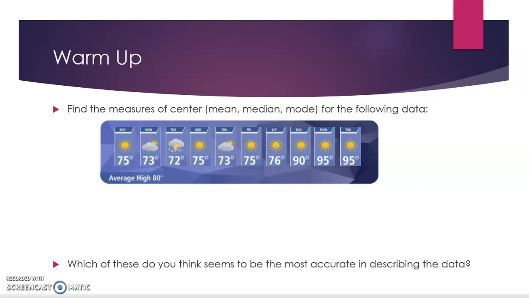Hey everyone, we are going to begin 11.3 today. So we're going to start with a warm-up because we are going to talk about our measures of center, mean and median specifically. But what I want you to do is review how to find the mean, median, and mode of this data set that you see here. So go ahead, pause the screen, find those different measures of center, and then play it and you can see my answers.